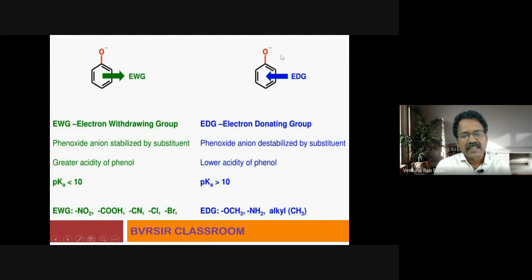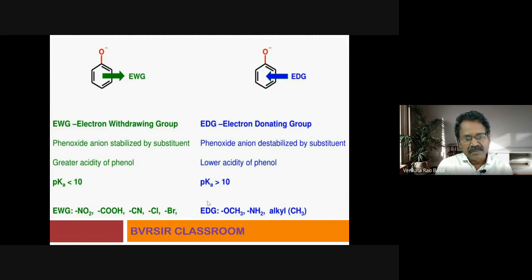Now come to the second aspect, electron donating group. There are certain groups which have the ability to donate electrons to the benzene ring. Then what happens? EDG, electron donating group. Phenoxide ion gets destabilized by substituent. When more electron density is donated to the benzene ring, acidity of phenol decreases. That means pKa value will be more than 10. pKa value increases means acidity decreases.